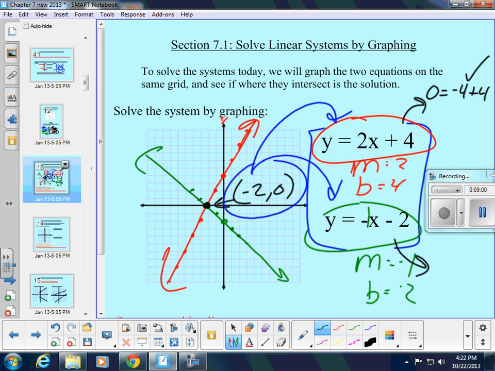Checking the second one down here. 0 equals, well, -2 times -1 would be 2, minus 2. Is 2 minus 2 equal to 0? Yes, it is. So yes, that solution, (-2, 0), works in both of the equations. So yeah, that must be the solution to the system.